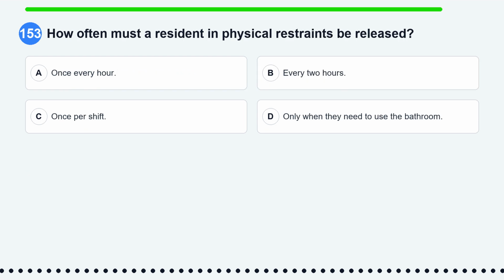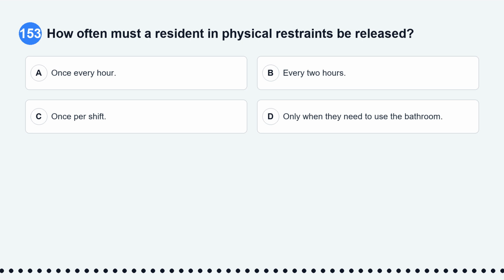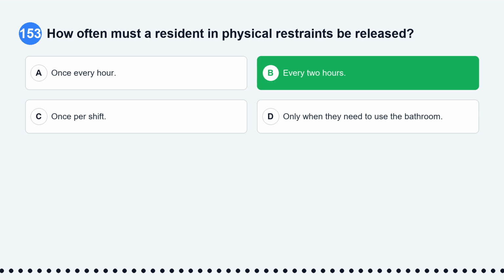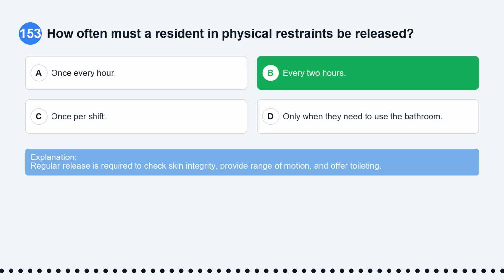Question 153. How often must a resident in physical restraints be released? Option A, once every hour. Option B, every 2 hours. Option C, once per shift. Option D, only when they need to use the bathroom. The correct answer is option B, every 2 hours. Regular release is required to check skin integrity, provide range of motion, and offer toileting.